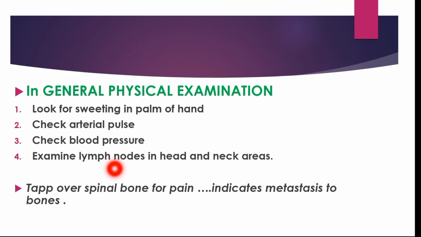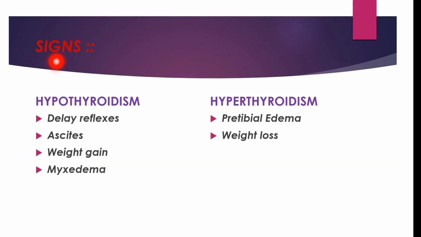The lymph node regions involve submental, submandibular, pre-auricular, post-auricular, and the cervical lymph nodes. Also tap the spinal bones for pain, and if there is bone pain on tapping, it indicates metastasis to the bone. Then we also check certain specific signs that occur in hypothyroidism and hyperthyroidism.